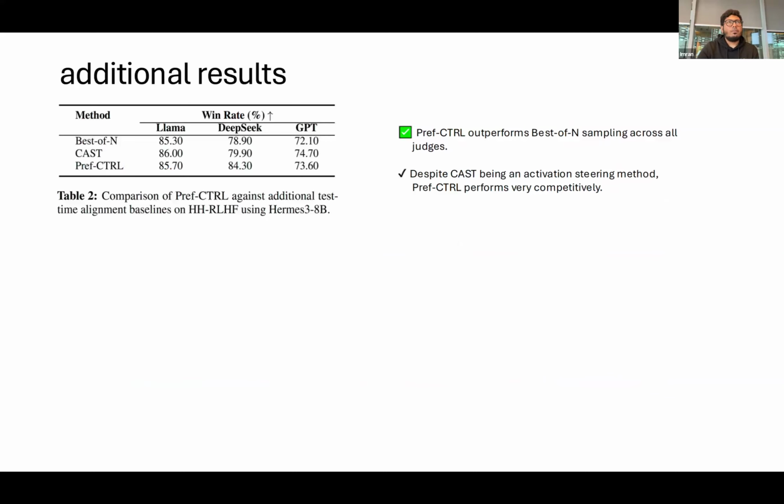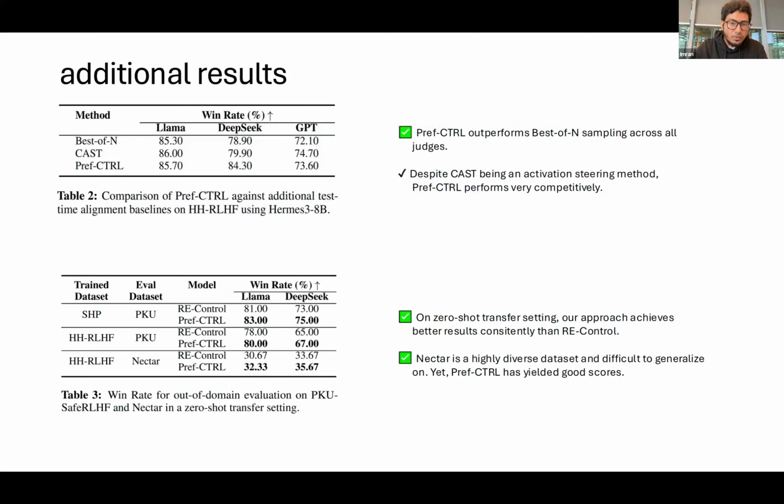We also conducted experiments with other baselines, as we mentioned before, best of n and CAST, and PrefControl outperforms best of n in every metric here. And CAST being a different type of method, which is activation steering, still our model compares competitively with it. So it actually shows that in a test time scenario, this approach of using 2 losses and leveraging preference data is actually a good way to move forward.